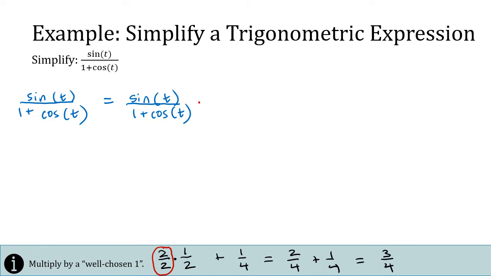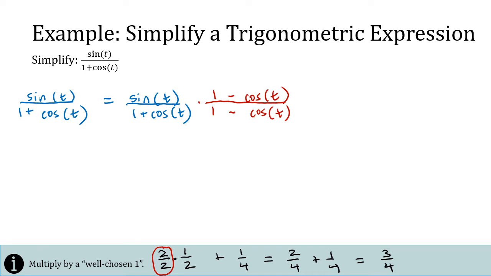The denominator of this expression is 1 plus the cosine of t. The conjugate is exactly that same thing, only instead of plus, it's going to be minus. So it's exactly the opposite in terms of that middle value. And if I do that on the top, I have to also do that on the bottom. So this is called the conjugate.